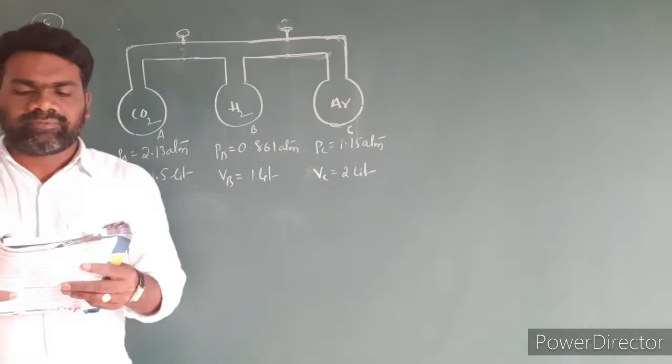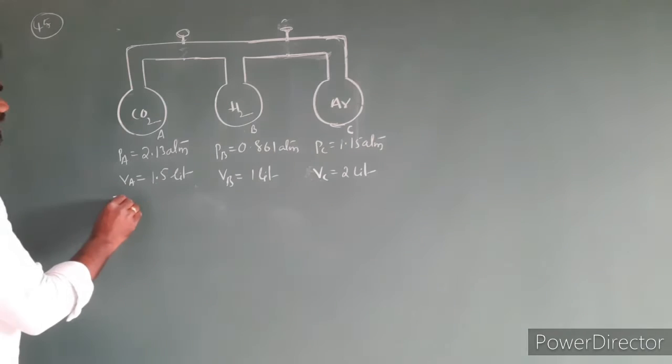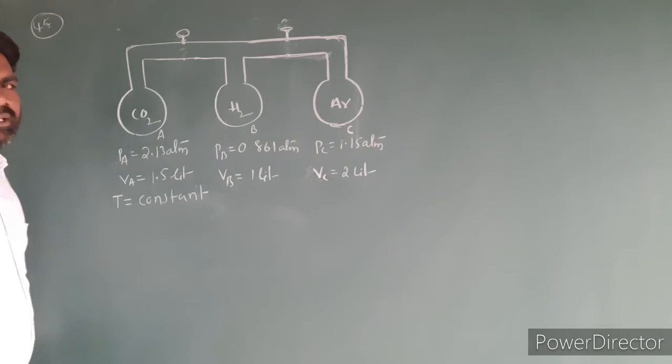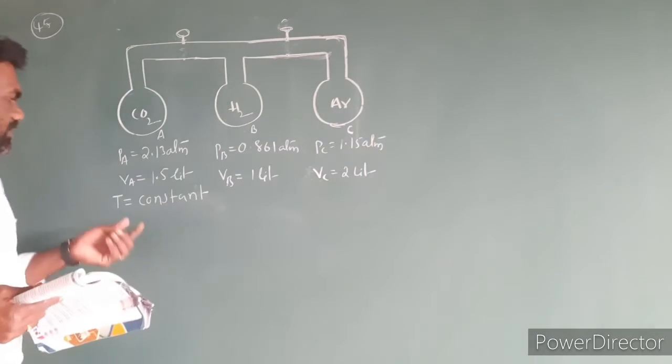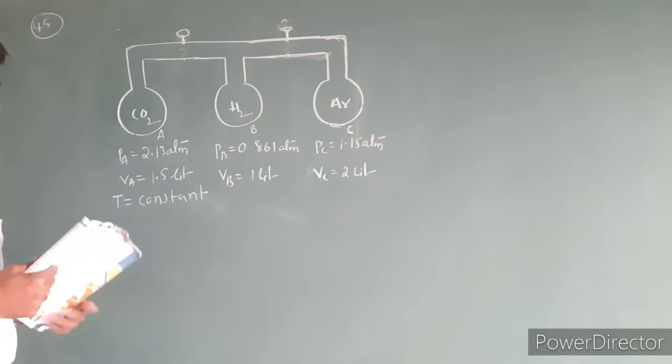Next, one more piece of data is given: temperature is constant, so T is equal to constant. Here a pressure and volume relationship is there, so we can use Boyle's law.